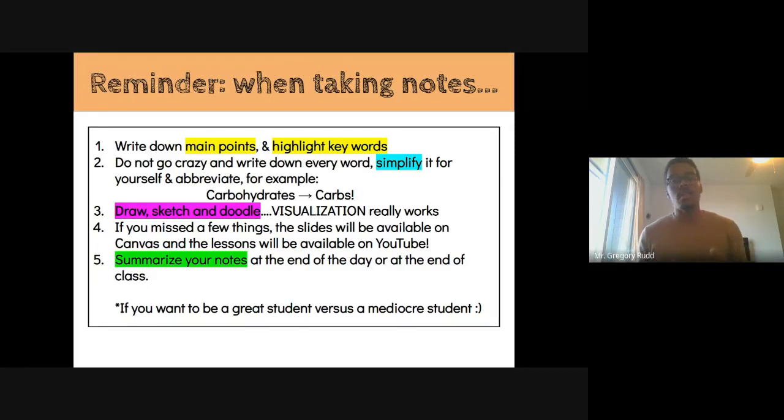Okay, so notes are a working document. They are a living document. You're going back and you're editing them as you go. And that's what's really going to separate the good students from the excellent students.